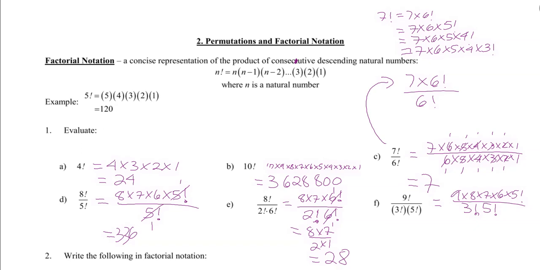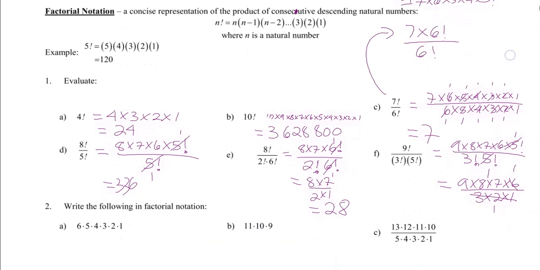So we can stop any time, but it's got to be a reasonable place to stop. Cross those off, put in a 1, right, to show that you canceled it. We get 9 times 8 times 7 times 6 over 3 times 2 times 1. Now, 3 times 2 times 1 is 6. And we're left with 9 times 8 times 7, which is 72 times 7, which is 504.